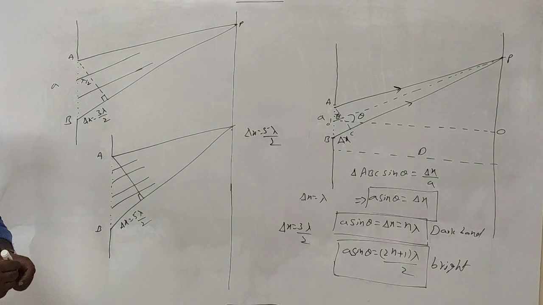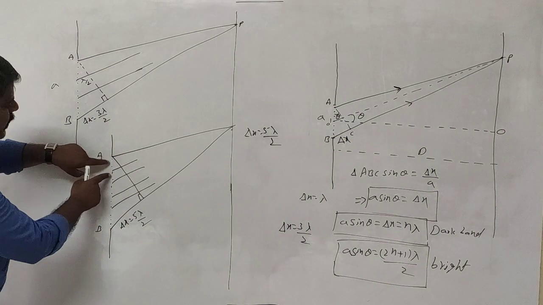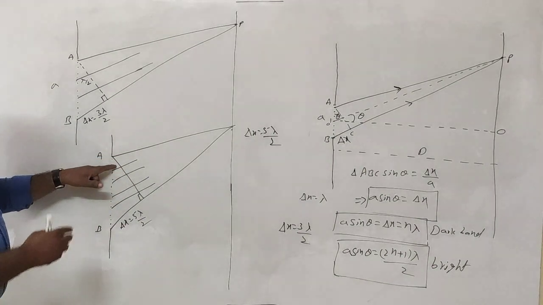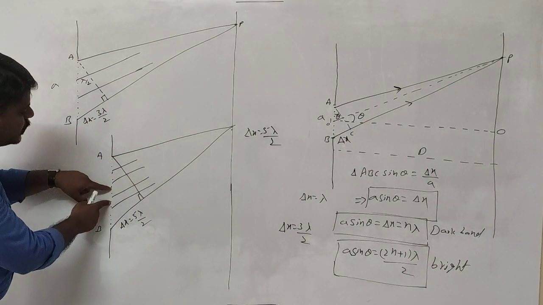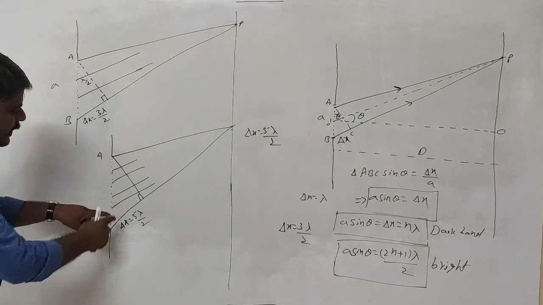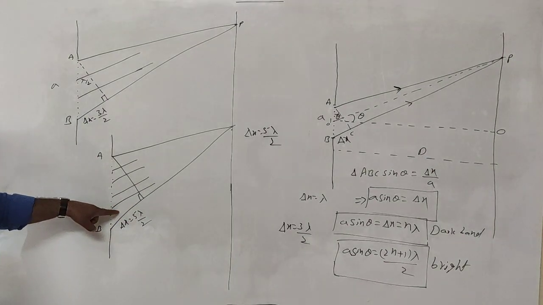Now listen very carefully. What is going to happen here? Again, the same 100 sources you are taking. These two are going to be superimposed. What is the path difference? Lambda by 2, dark band. These two are going to be superimposed on each other. What is the path difference? Lambda by 2. But for this last one, are there any other sources to superimpose? No other sources are there.